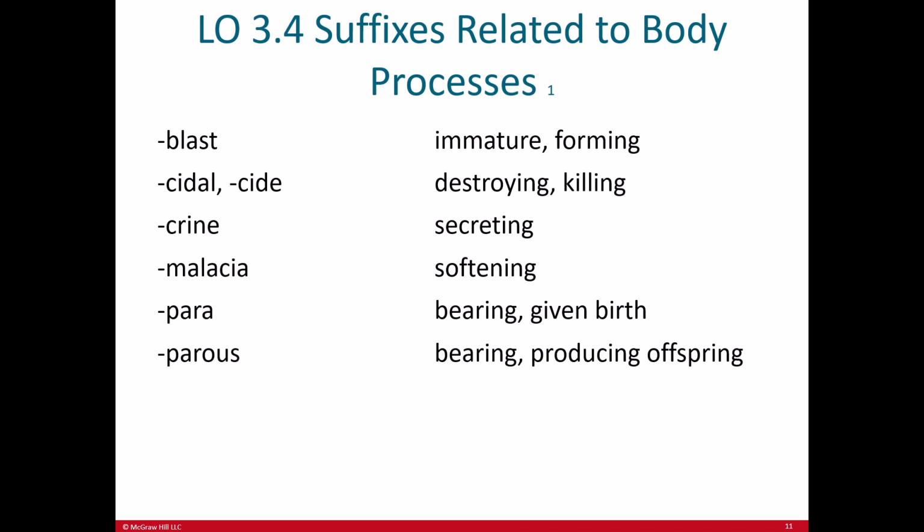Then we have crin, which is secreting. Think of the endocrine system, right? It secretes those hormones. Malacia. Malacia is softening. So osteomalacia is a softening of the bones. Then we have para. Para means bearing or given birth. So you'll hear terms like primipara. Remember, we learned that primi means first. Paris, which means bearing or producing offspring.